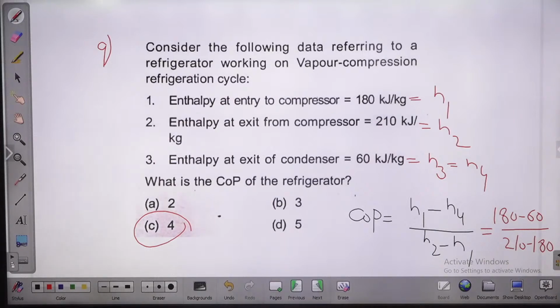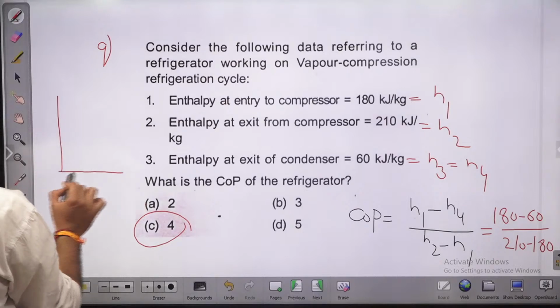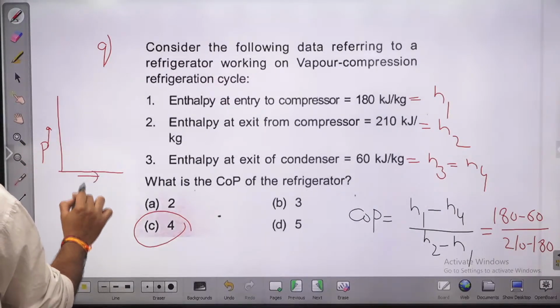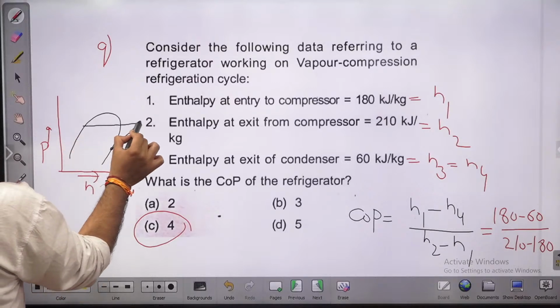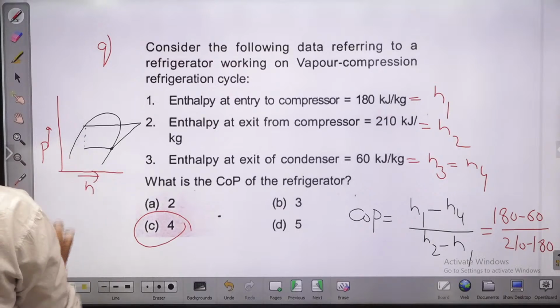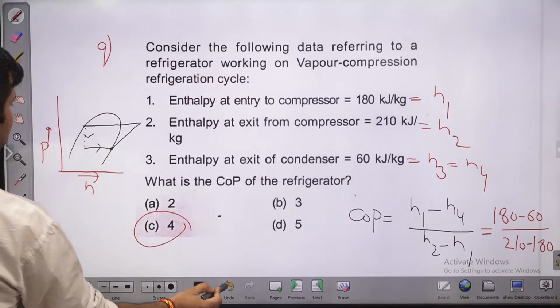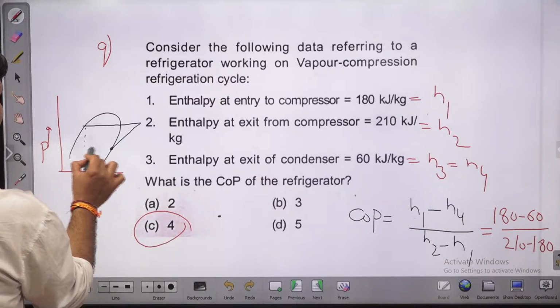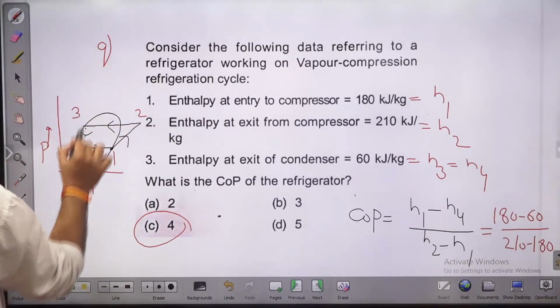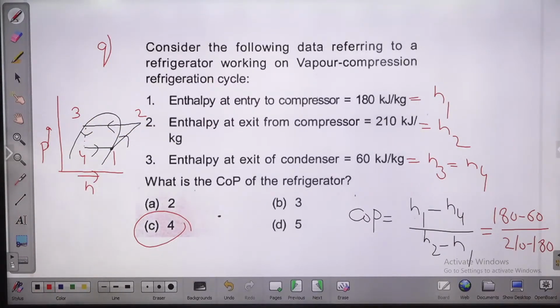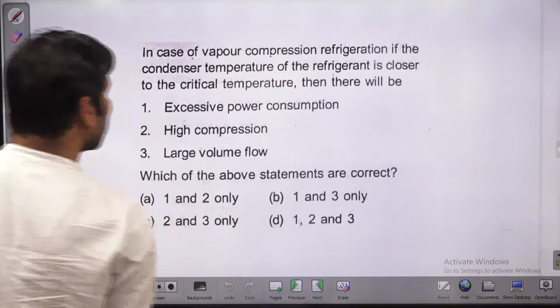For this question, now we are getting COP 4. Is it fine, guys? Is it fine? Please check. I think this time there is no need to draw that TS or pH diagram. Okay, so you need to think. This is the compressor. This is isentropic compression. This is isenthalpic expansion. Something like this. So the cycle is something like this. Okay, and these are the different points mentioned. 1, 2, 3, 4. Okay, these are the 4 points I'm showing here in pH diagram. Chaliye, let us move to next question, question number 10.